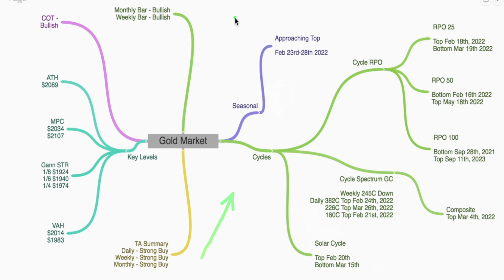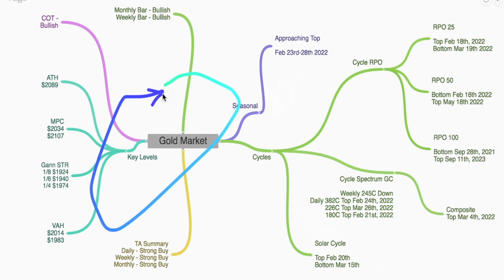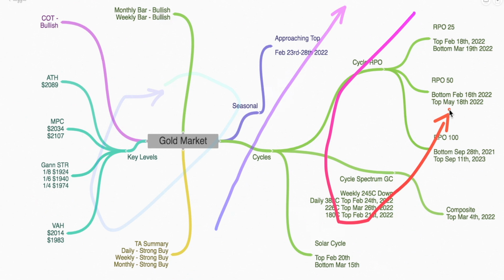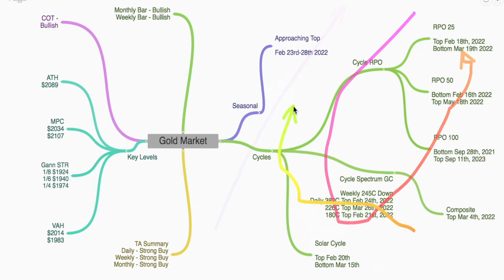What's the monkey in the wrench? Concerns: seasonality right here, some things in regards to spectrum analysis and some of these cycles right here. And obviously the Russia and Ukraine invasion could just destroy all of this, and gold could just explode to the upside and ignore all of these technicals, mathematics, and cycles.